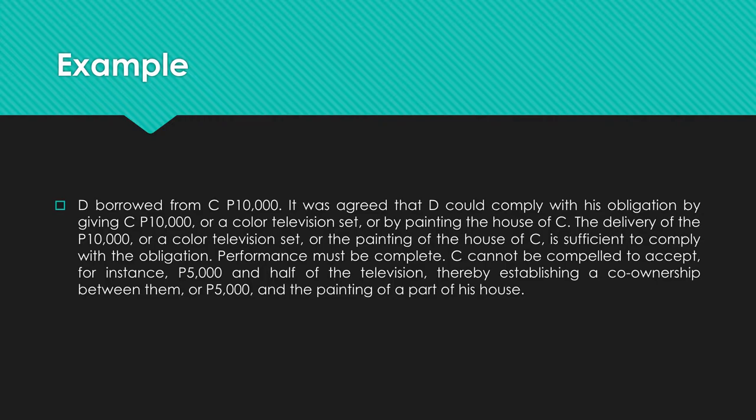Notice here the word used is or. Okay, or. So, performance must be complete. So, hindi pwedeng half ng 10,000 tapos half, magpipaint siya ng half ng house. No. It should be complete. Okay? The performance must be complete. C cannot be compelled. The creditor cannot be compelled to accept, for instance, 5,000 and a half of the television, thereby establishing a co-ownership between them, or 5,000 and the painting of part of the house. No. It should be complete of either one of them. Either it's the complete 10,000 pesos, or it's just the color TV set, or the painting of the entire house. Okay, so that's alternative obligation.